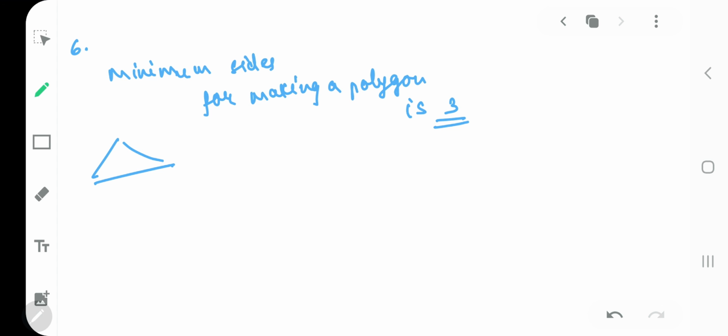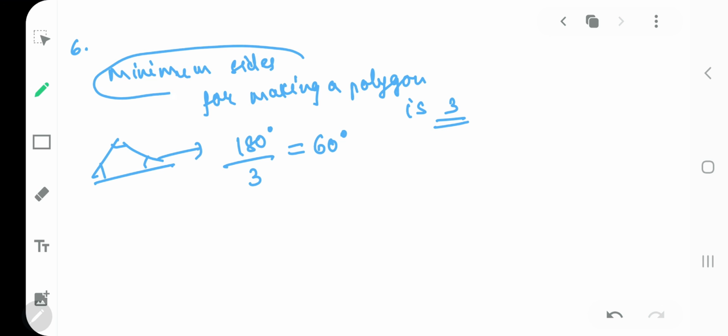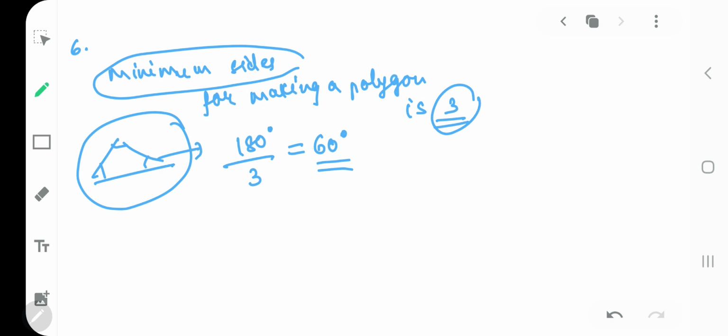ठीक है. Now in a 3-sided polygon, if you add up the angles, the sum of all the angles of a triangle is 180 degrees, and each angle will be 60 degrees. So your question is what is the minimum interior angle of a regular polygon and why? So you got the minimum sides for making a polygon is 3 and the minimum angle of a triangle is 60 degrees.